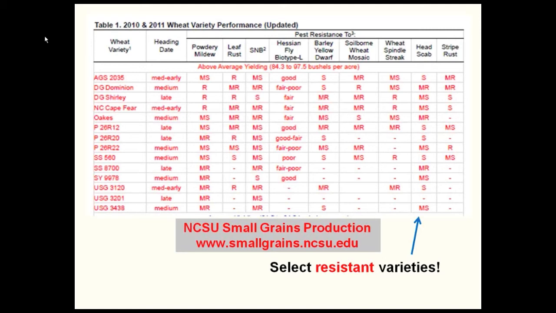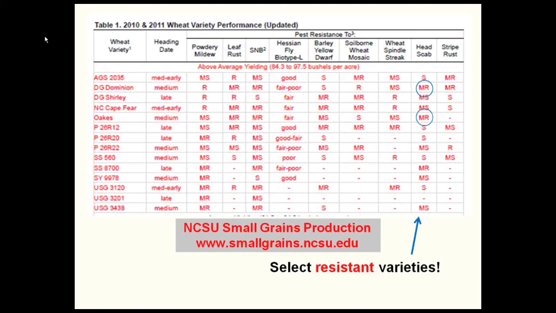Chris already highlighted this table, which is at the NCSU Small Grains Production website. And these are the above average yielding fruit varieties. These are all soft red winter wheats, as he mentioned. And I just wanted to point out here, we've got various diseases, right? And here's head scab over here, second from the right. There's a moderately resistant variety. MR means moderately resistant. S means susceptible.